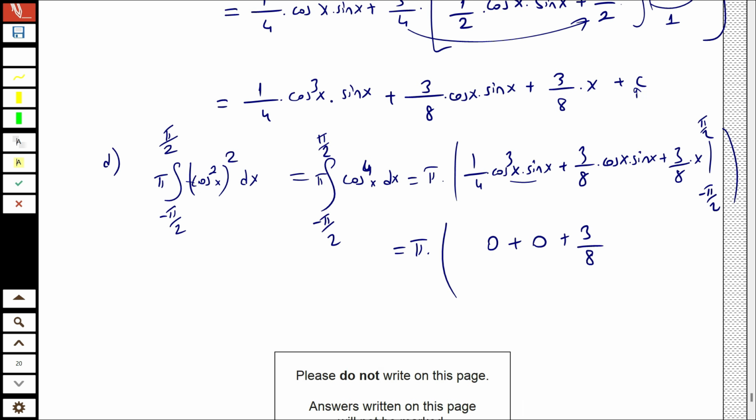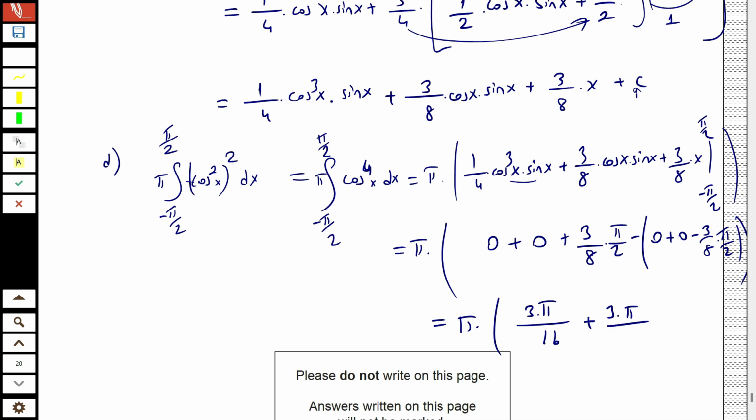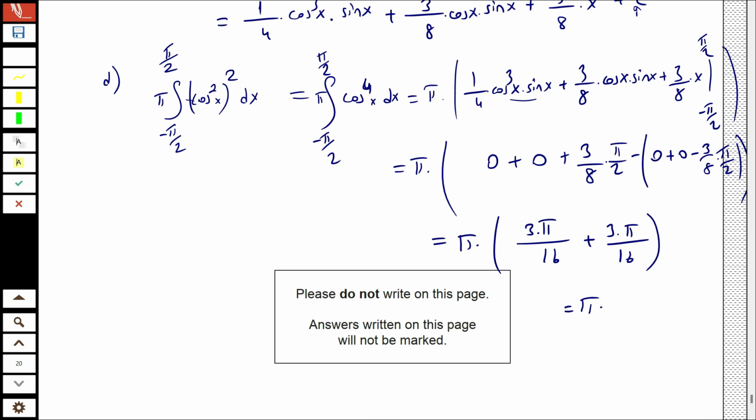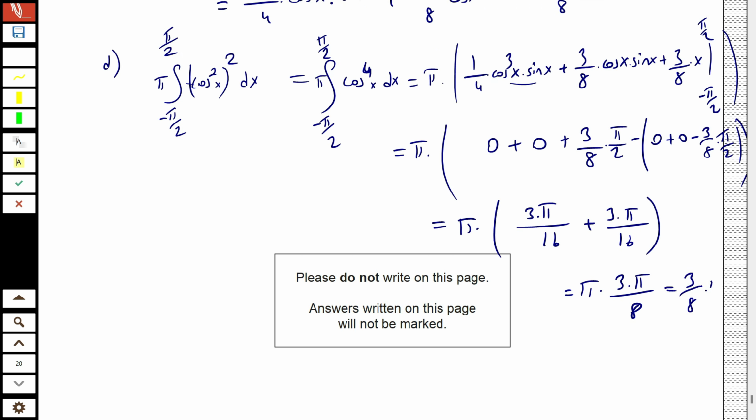3 over 8 times pi over 2, minus, now I'm replacing x with minus pi over 2. So again, it's going to be 0 when you substitute minus pi over 2 in the cosine function. So 0 plus 0, but now minus 3 over 8 times pi over 2. So it's going to be pi times 3 times pi over 16 plus 3 times pi over 16, which is pi times 3 times pi over 8, right? This is the answer to the question, or you can just write 3 over 8 times pi squared.